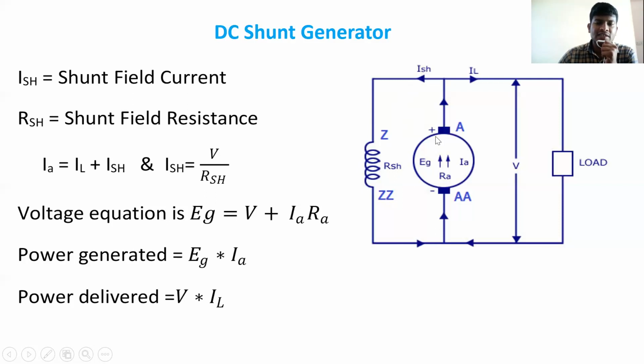And then what is the induced EMF equation in the shunt field? You can apply KVL here by taking one loop. So EG equals V plus IA RA, where IA equals IL plus ISH. And how much power is generated in the generator? That is EG into IA. How much power is delivered to the load? That is V into IL. Okay, this is the shunt generator.